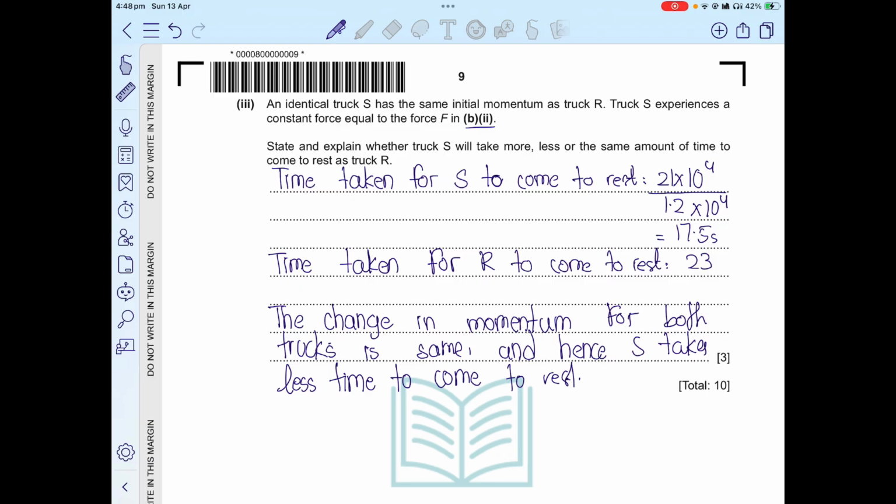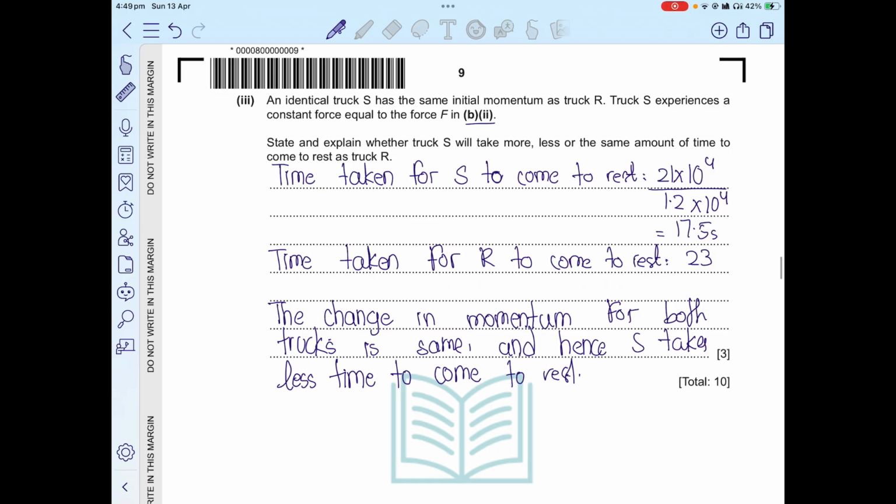So one truck comes to rest in 17.5 seconds, the other truck comes to rest in 23 seconds, and the change of momentum for both the trucks is the same. So obviously, truck S comes to rest quicker than truck R.